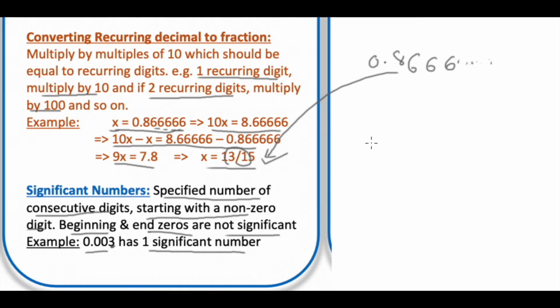Now take another example, 303. So look, here is the middle zero. As I said, beginning and end zeros are not significant. This is not the beginning, this is the middle zero. So middle zeros are significant, and this is the non-zero digit, so all of these are significant. So here are 3 significant figures.